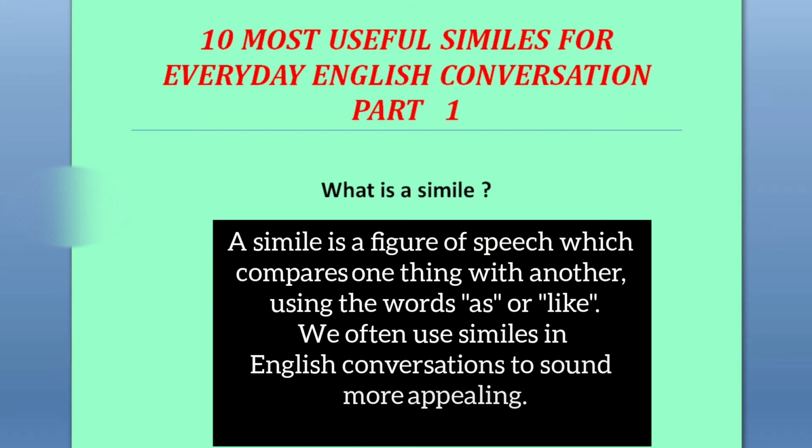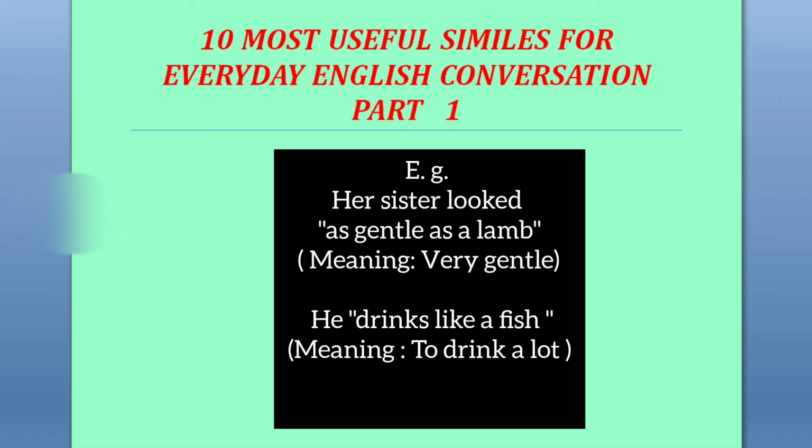As you see, some examples are given. A sister looked as gentle as a lamb, right? So I am comparing here, using as. See the next example. We can also say he drinks like a fish. So here I'm using like to compare. In these two ways we can use similes, but today we are going to focus on similes using as.